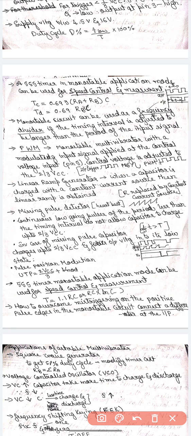Pulse width modulation is a monostable multivibrator with a modulating input signal applied at the control voltage input, that is pin 5. In order to get pulse width modulation, the control voltage is adjusted to 2/3 V_CC. The input is the trigger that we have given, and we get the pulse width modulation.